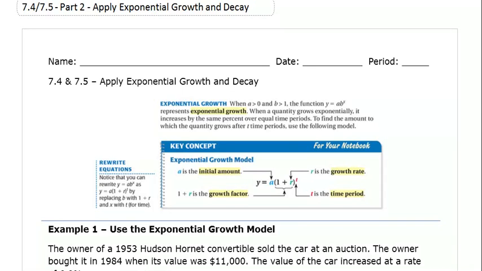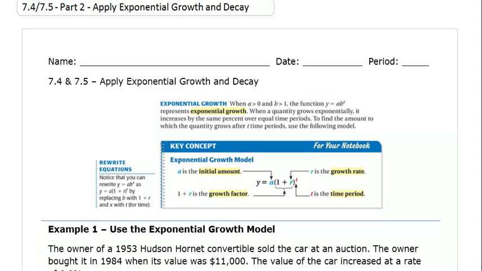This is the video for Lessons 7.4 and 7.5, Part 2, Applying Exponential Growth and Decay. The bad news about this section is it deals with a bunch of word problems, and I know how much you guys love word problems. The good news is that you get to use a calculator.